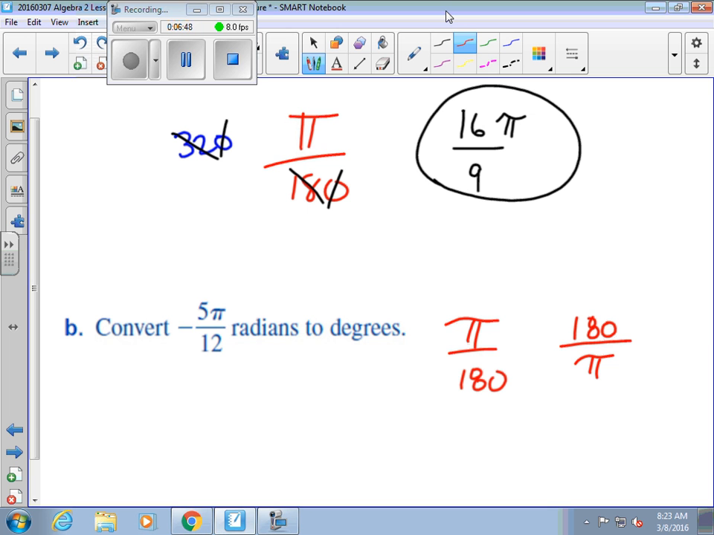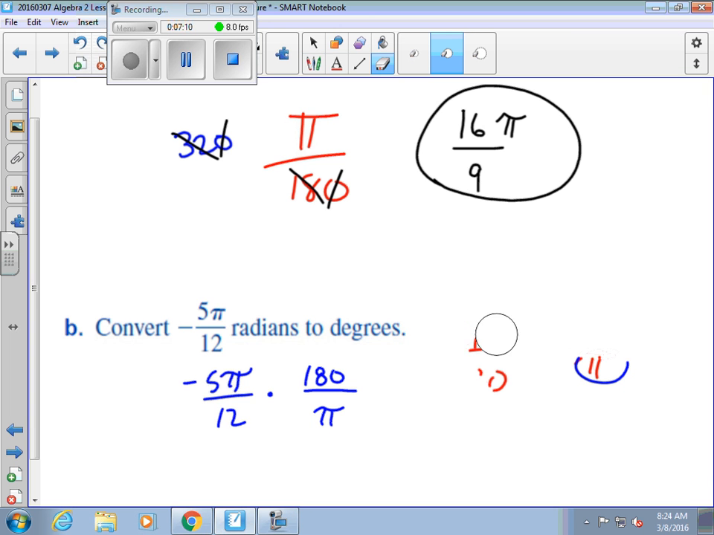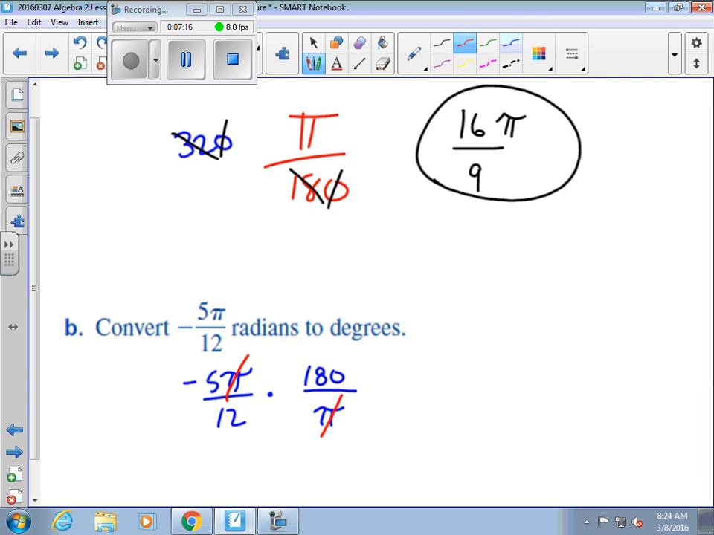Okay, we are trying to cancel out pi. Pi is on top of the fraction. You can see it says negative 5 pi at the top over 12. So we want the one to multiply with pi at the bottom of the fraction. So negative 5 pi over 12 times 180 over pi. That's what we multiply it by to change it from radians to degrees. Remember, pi will cancel out pi. Now that's gone. Now we just want to multiply it and simplify.